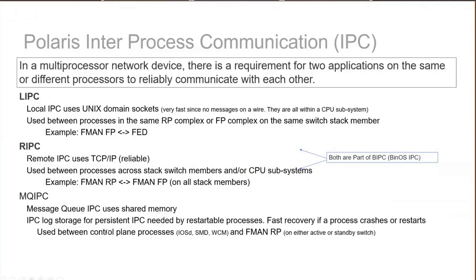It is used between control plane processes and FMAN RP. There will be a FMAN RP process, and the communication between FMAN RP and the control plane processes like IOSD and SMD will use this message queue IPC for persistent communication. It also provides log storage, and it can also be restarted.